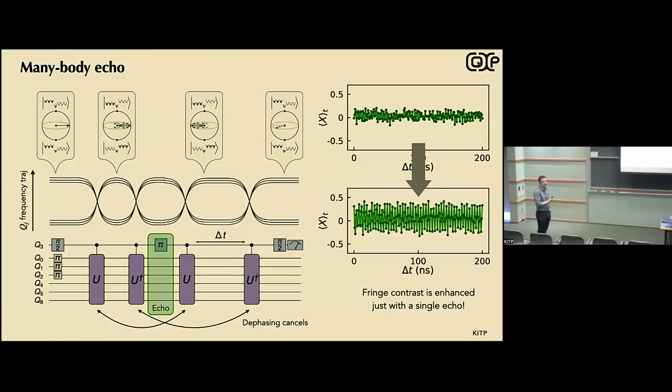Again, it's just a technical detail, but I'm happy to talk about it a bit more, because it's sort of a many-body version of an echo if you think about what happens in the effective Bloch sphere because of dephasing from all the different qubits.